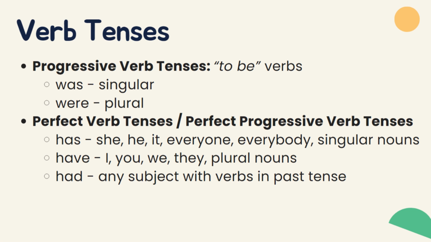And next is perfect verb tenses or perfect progressive verb tenses. Kapag ginamit natin yung has, we will use a pronoun which is she, he, it, everyone, everybody's, or singular nouns. And kapag naman have, we will use I, you, we, they, this is examples of a plural noun. And then kapag had, which is tapos na, it is any subject with the verbs in the past tense po. And then next, let's have the adverbs.